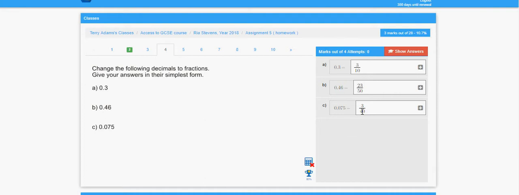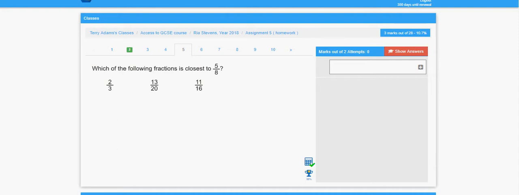I don't have a button up there to mark it. I just have show answers because I'm the teacher, so I get to see everything. Okay, so all of this stuff is really simple if you break it down.